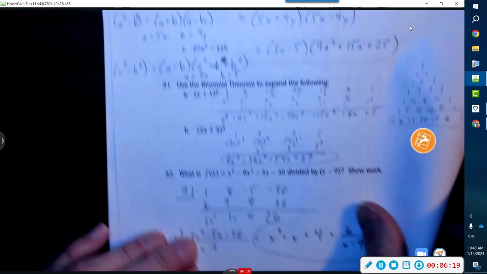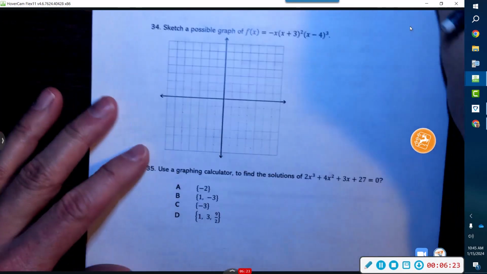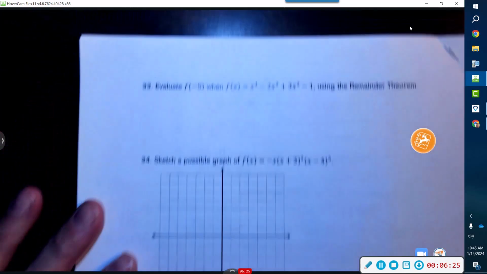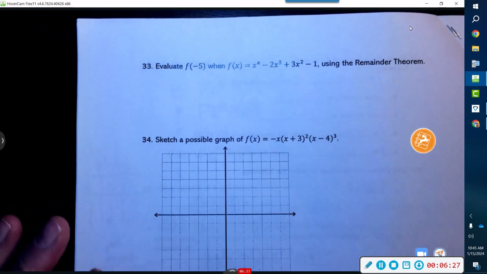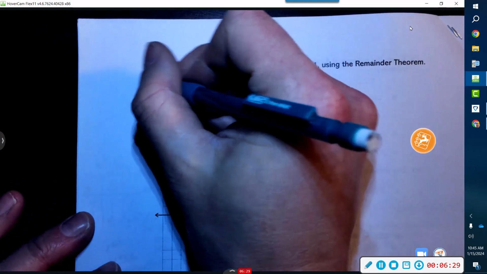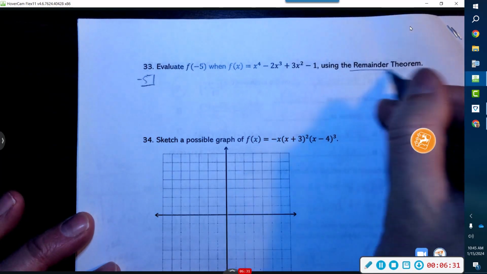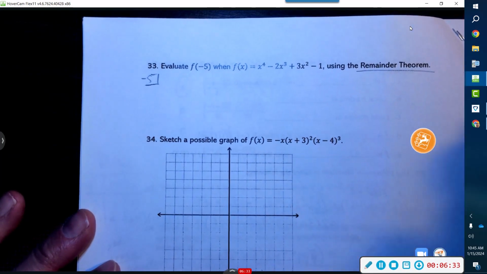All right, 32. 33, evaluate this guy. Okay, now it does say use the remainder theorem. So this means I have to use synthetic division, because that's what the remainder theorem requires. So let's go ahead and do that.